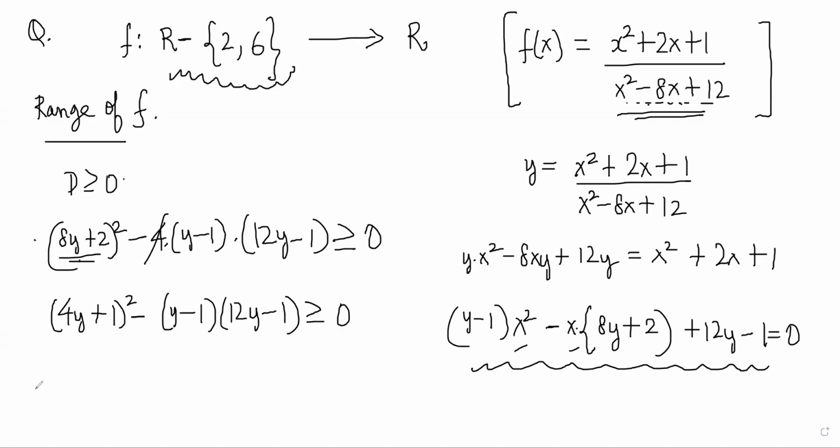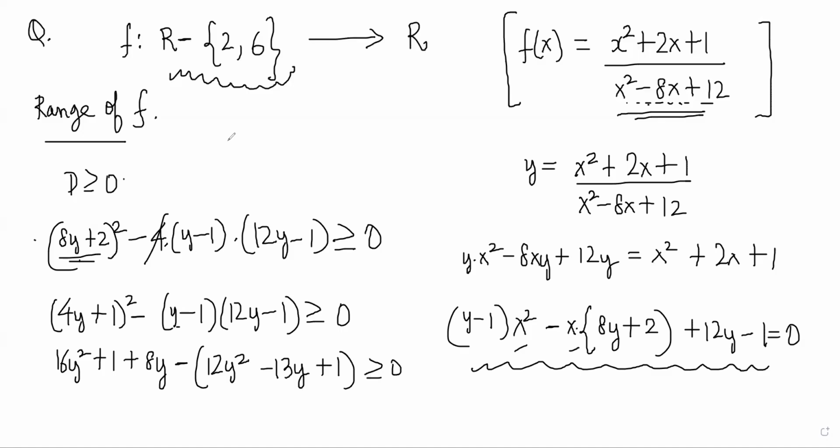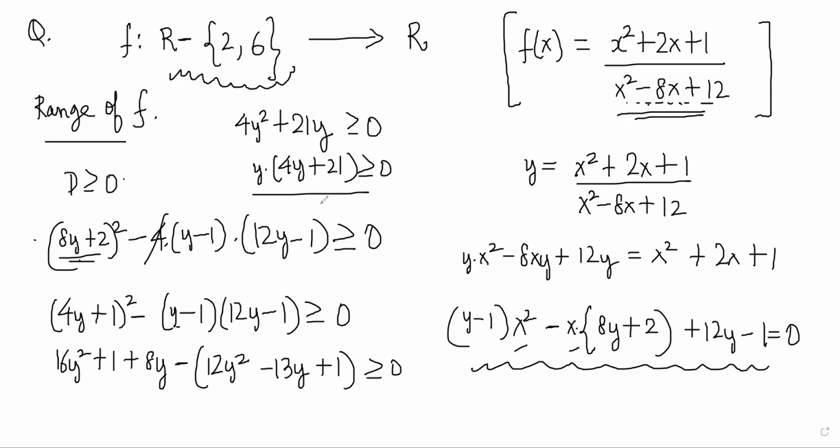You'll get 16y² + 1 + 8y − 12y² − 12y − y, so that is minus 13y + 1 ≥ 0. So you're getting finally 4y² + 21y + 1 − 1 ≥ 0, right? Yes. So from here y common, y(4y + 21) ≥ 0, and we can now do wavy curve for this.